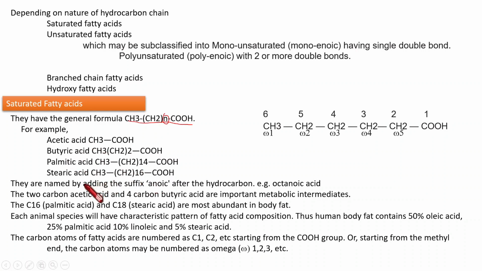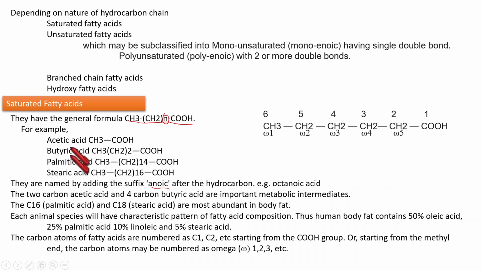Next is about in what way we can name this saturated fatty acid. One way is by adding the suffix anoic after the systematic name, which depends on the length of the hydrocarbon chain. One example is octanoic acid. Octane means 8 is the number of carbons in that hydrocarbon chain, and after that comes the suffix anoic. So that is octanoic acid.